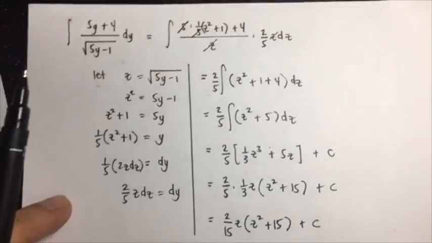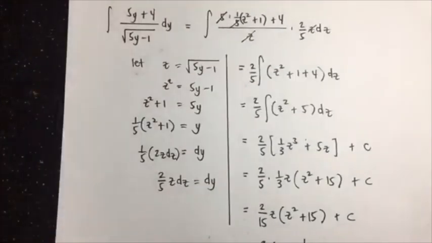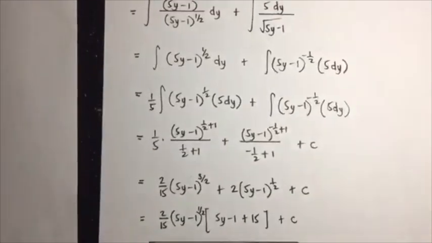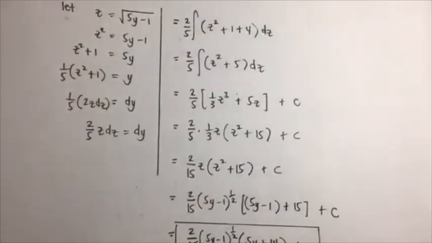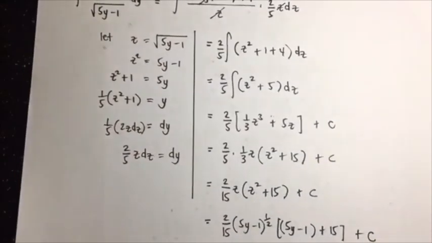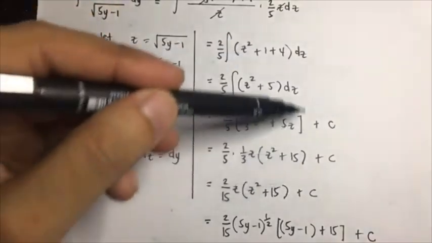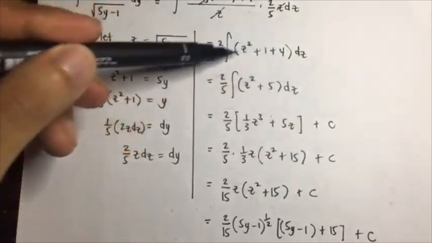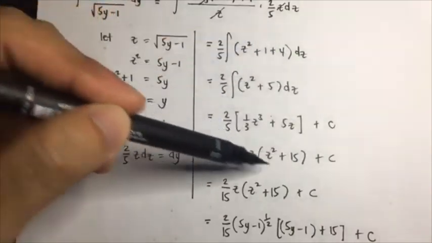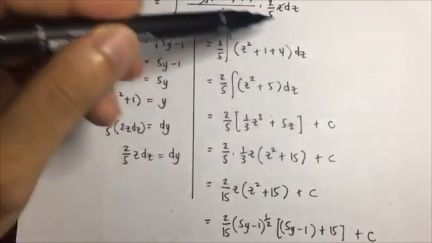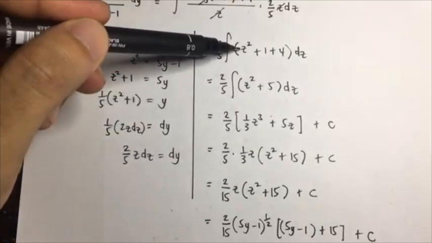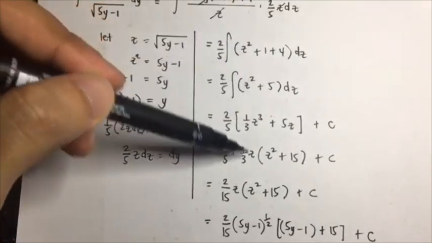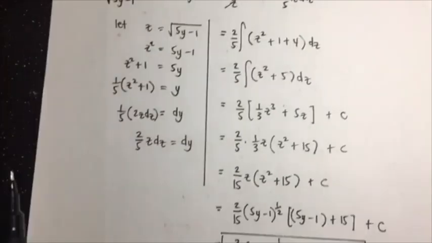As you can see, compared with our previous solution, this one is easier to integrate, especially this part here. It is fairly easy, because we only have one variable and a simple power formula.